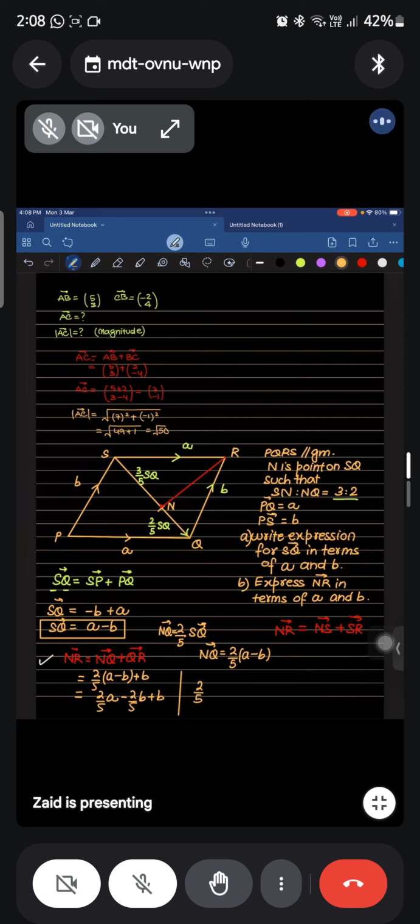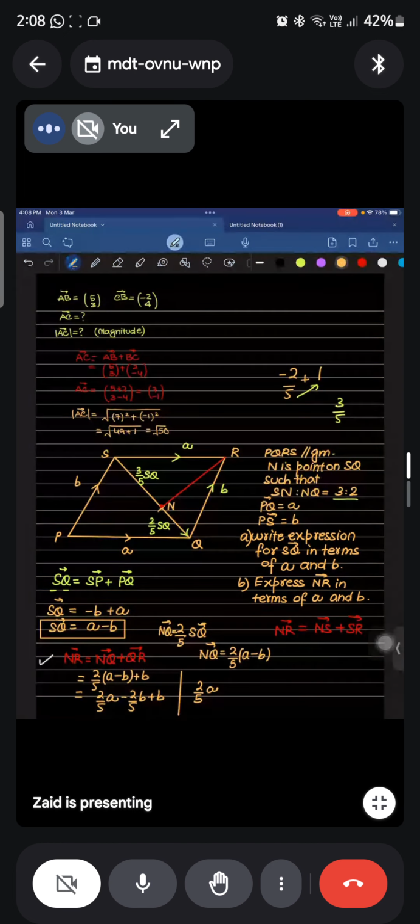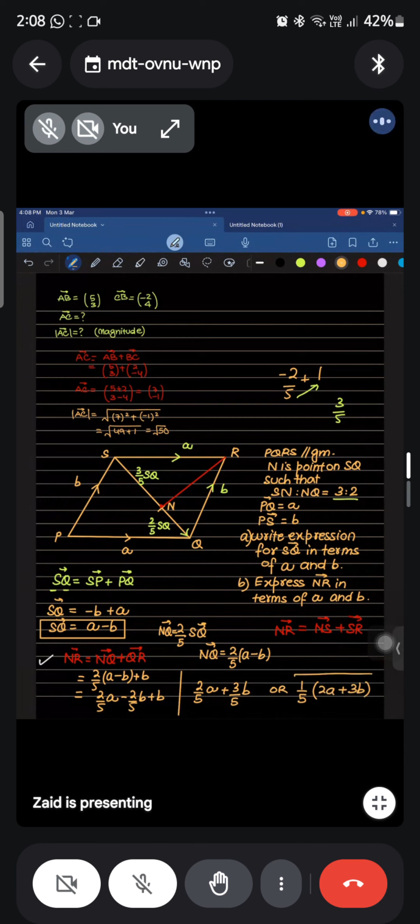So 2 upon 5A minus 2 upon 5 B plus 1B. I'll show you how to do this directly. 5 ones are 5, and minus 2, so it's 3, 3 upon 5. Is this clear to you or not? 5 ones are 5, minus 2, so it's going to be a positive 3 over 5B. So you can take 1 upon 5 common. This was a 3 marker and it was very easy.